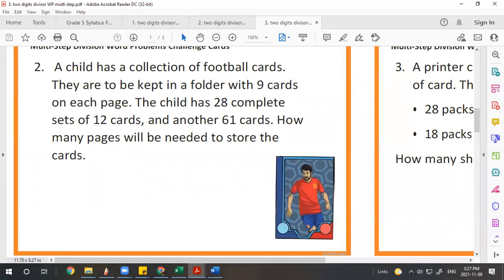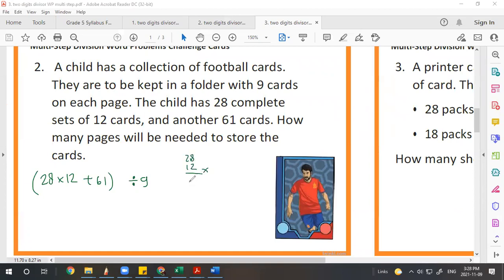The child has 28 complete sets of 12 cards. So what you need to do, 28 sets of 12, so 28 times 12, and another, so you add 61, right? This is the amount of total cards that the kid has. And they are to be kept in a folder of 9 cards on each page. So how many pages? So you divide by 9. That's quite simple, right?